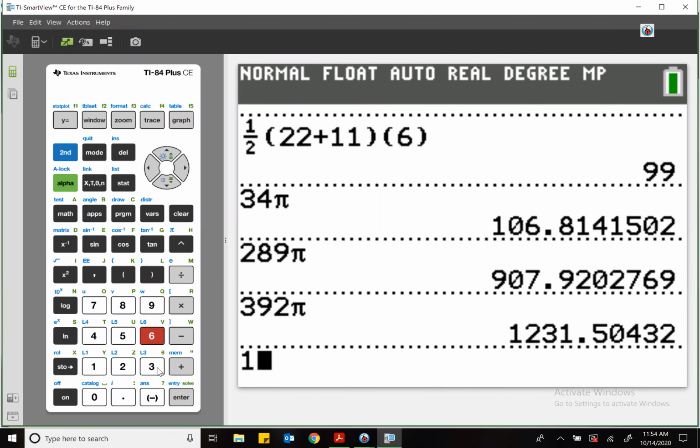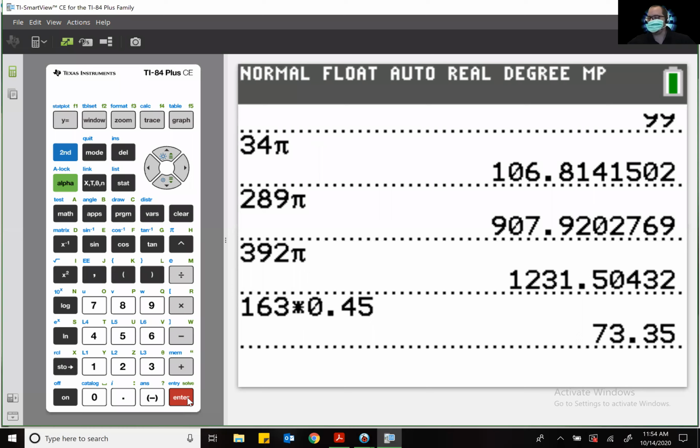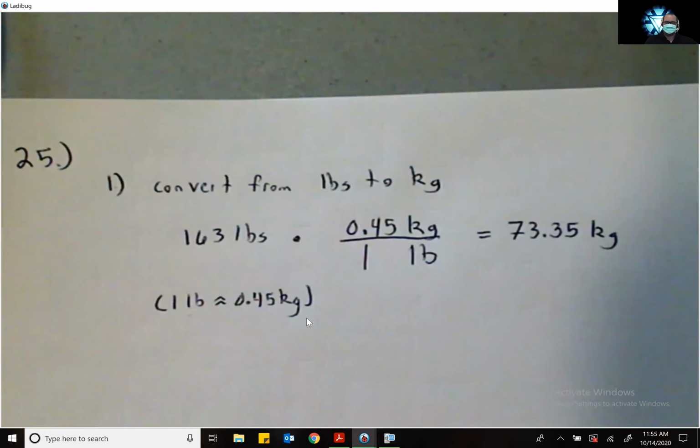Okay, so I did that. I got 73.35. Do I have to round it? No, do not round. No rounding until the very end, because otherwise that would be bad math. So our patient weighs 73.35 kilograms.